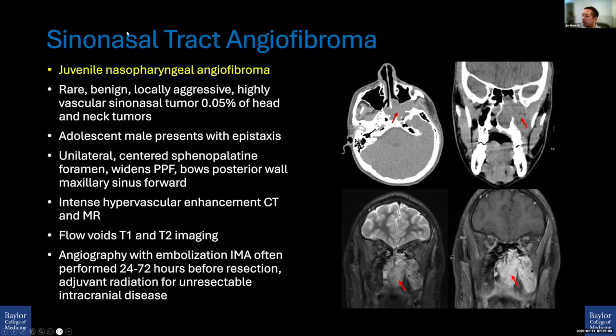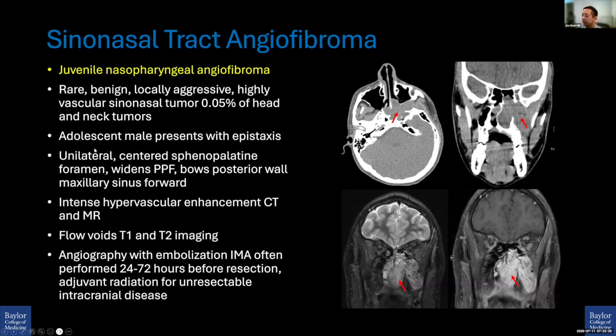Next, I want to talk about another benign neoplasm, sinonasal tract angiofibroma, or juvenile nasopharyngeal angiofibroma. It's a rare, benign, locally aggressive, highly vascular sinonasal tumor, 0.05% of head and neck tumors. And the main demographic, or what you see on the test, is going to be an adolescent male that presents with epistaxis.